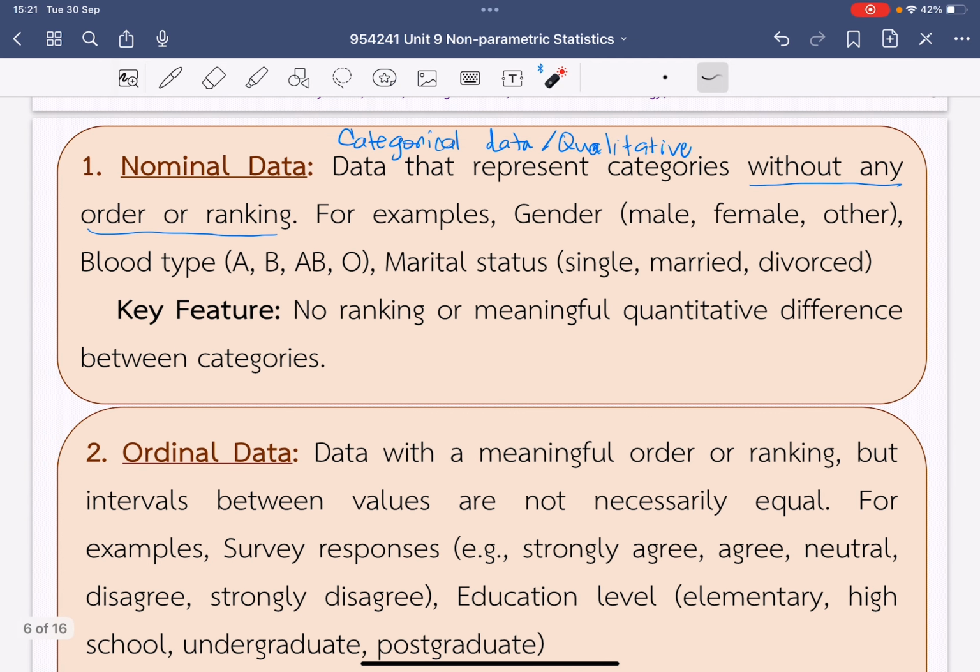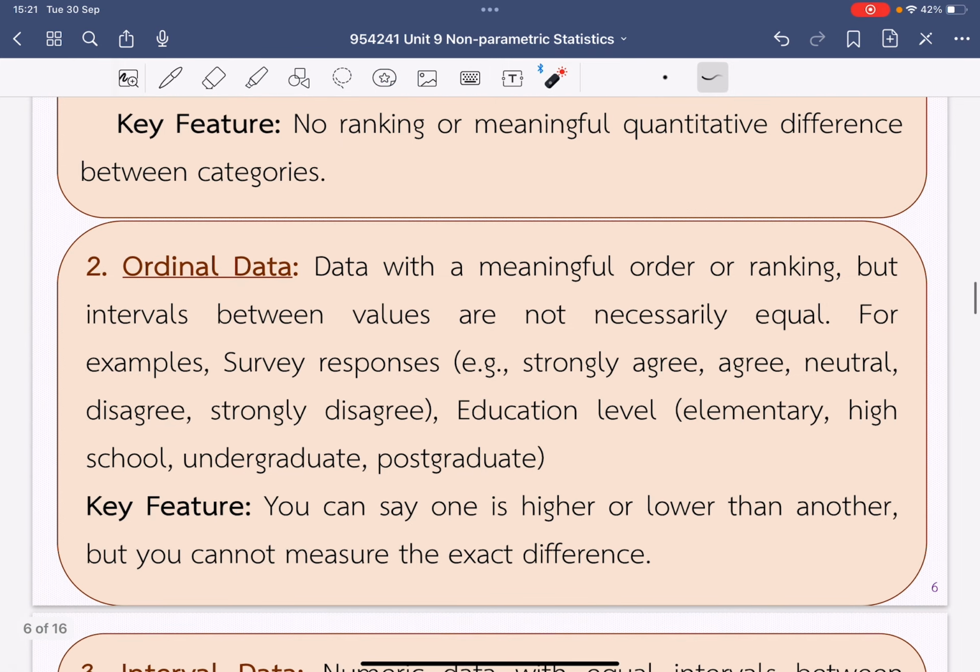Now next, ordinal data. Ordinal data is data with a meaningful order. Ordinal means order, which means you can rank them. Data with order or ranking, but the intervals between values are not necessarily equal.